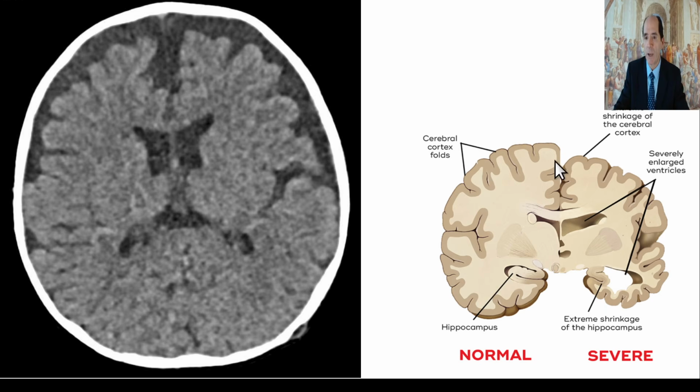So here would be a normal brain in this coronal section here, and here would be severe atrophy. Okay, and this is the most common thing I see in dementia. I don't see any of those other rare treatable causes. This is what I see, like 95% of the time.